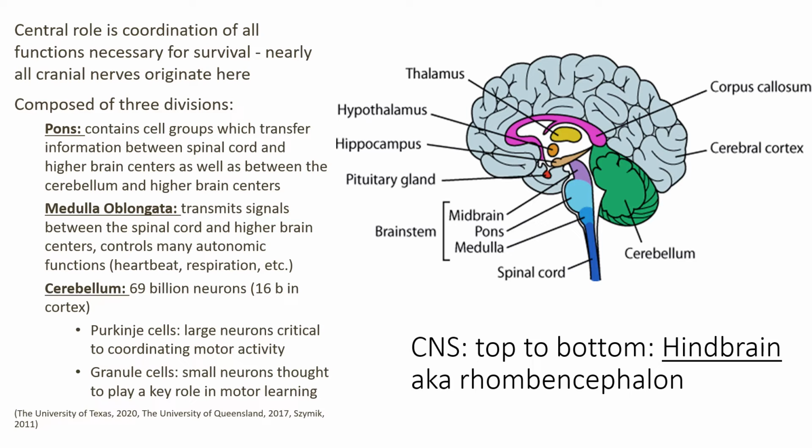The cerebellum has Purkinje cells and granule cells, and these neurons from the cerebellum, along with the upper motor neurons of the brainstem, travel through the thalamus on their way to the cerebral cortex.